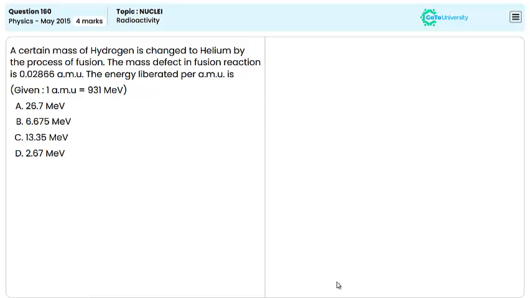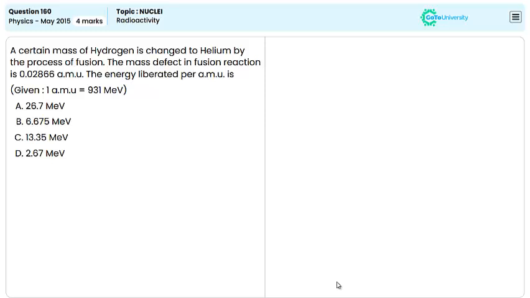A certain mass of hydrogen is changed to helium by the process of fusion. The mass defect in the fusion reaction is 0.02866 atomic mass unit. What is the energy liberated per AMU? Given, 1 atomic mass unit is equal to 931 million electron volts.